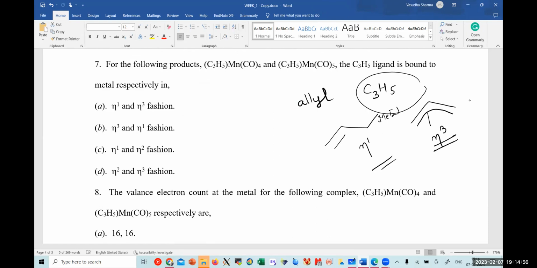Now you need to find out, these are the two complexes, how you will get to know how allyl is acting. Is it eta 1 or eta 3, or out of the three, two are acting? For example, if two metal centers are involved and the third is connected to something else, it is eta 2. So out of these forms, how is it coordinating with the metal center? Can you please try this particular thing, C3H5Mn(CO)4? What should be the hapticity of this allyl ligand?